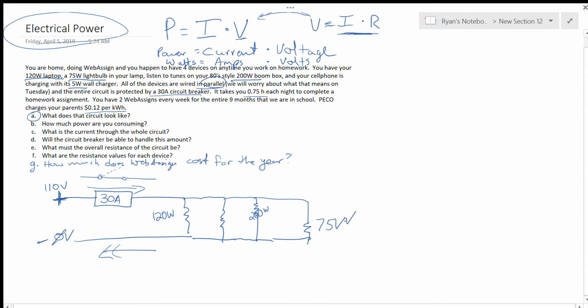75 watts, 200. Oh. All right, that should be back to how the diagram was.